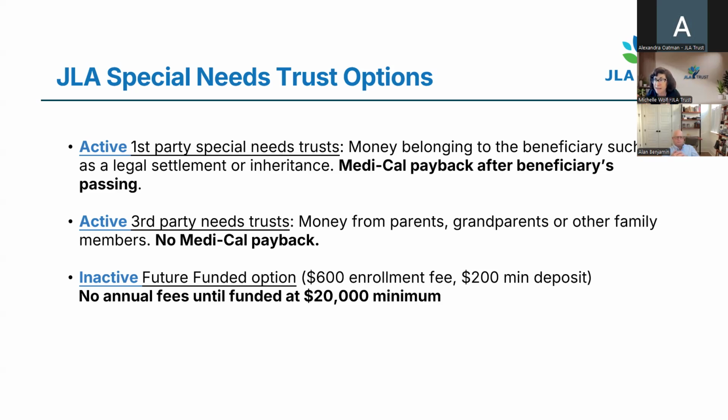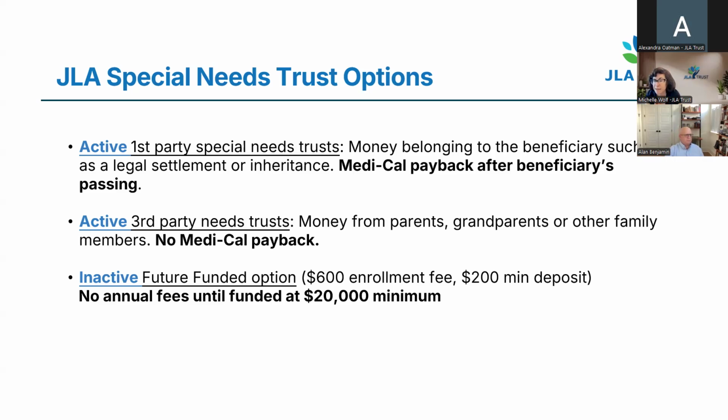All of a sudden, they get in a car accident, they're injured slightly, they get a $50,000 legal settlement from the car insurance company. Remember, they can't have more than $2,000 to keep their SSI. What are they going to do? With that $48,000 in excess, they can put it into our first party special needs trust.